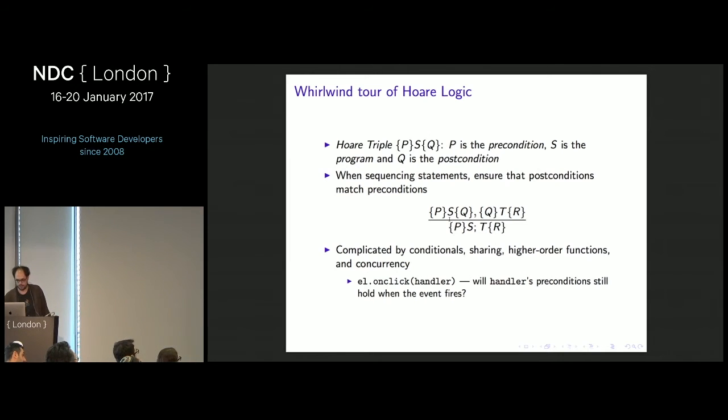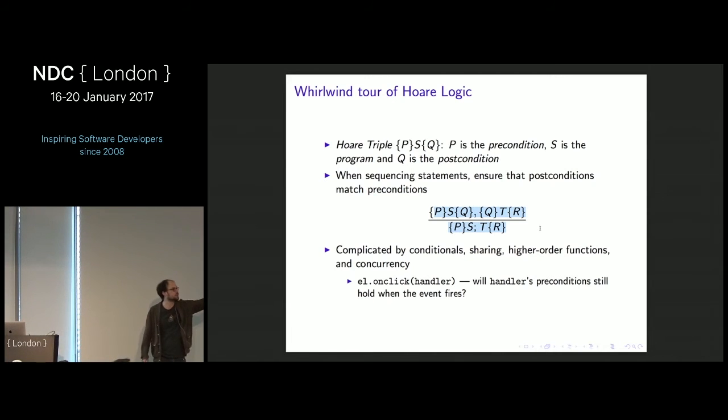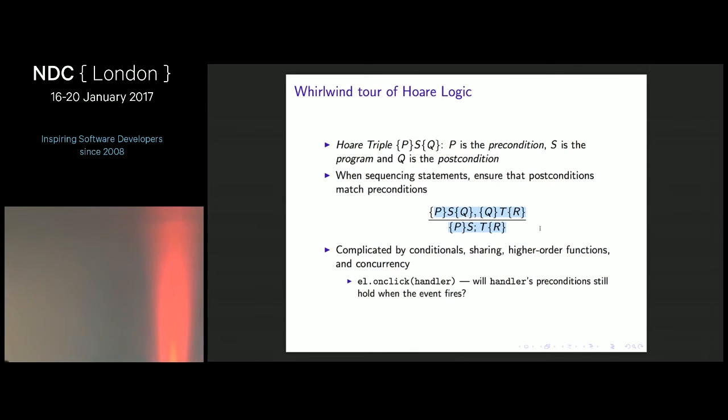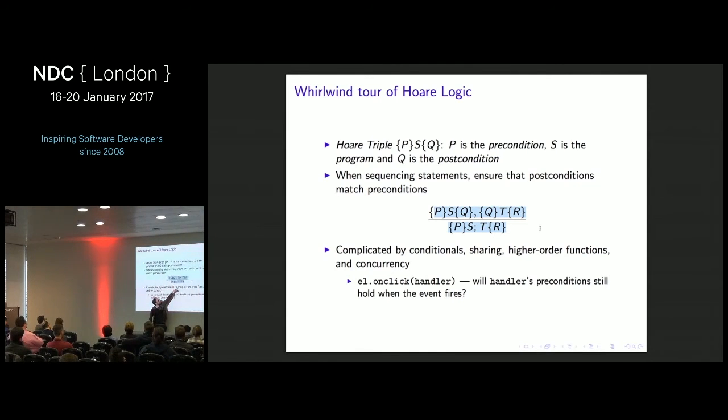This fraction thing here is called an inference rule, a logical inference rule. This is a mathematical notation. The way you should read it is that the thing underneath the fraction, P S semicolon T R, is the conclusion of my logical deduction process, and the things above the fraction are the premises. So what this says is if I see the program S semicolon T, then S semicolon T has precondition P and postcondition R, if S has precondition P, T has postcondition R, and the inner bits match up.